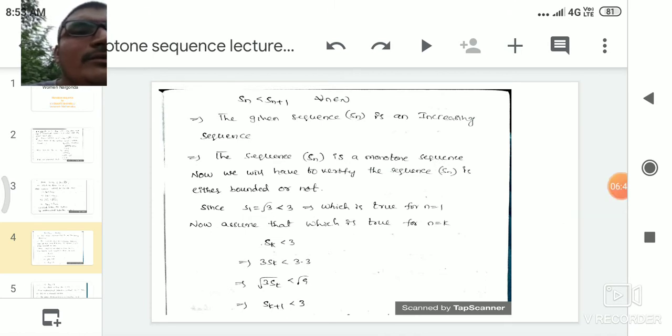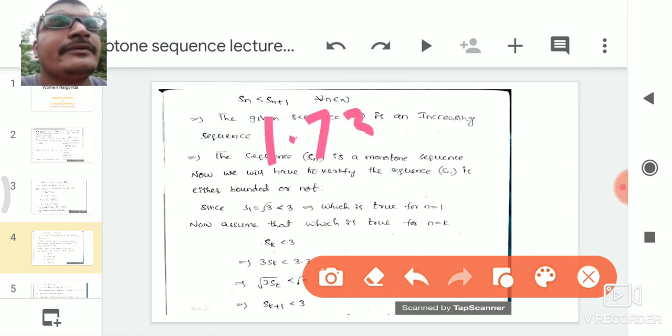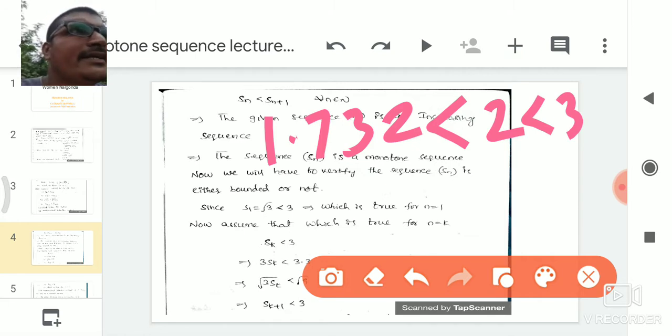Since S1 is equal to root 3, and root 3 is 1.732, which is less than 2. 1.732 is always less than 2, 2 is less than 3, 3 is less than 4. We can apply conditions like this. So here 1.732 is less than 3. Here we assume S1 is equal to 1.732, which is less than 3, and which is true.